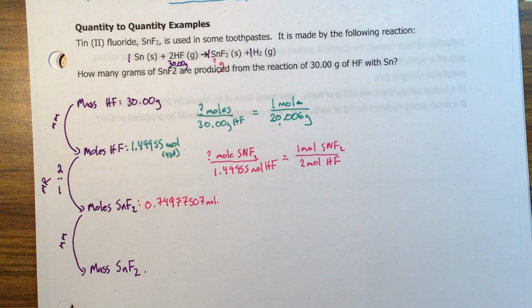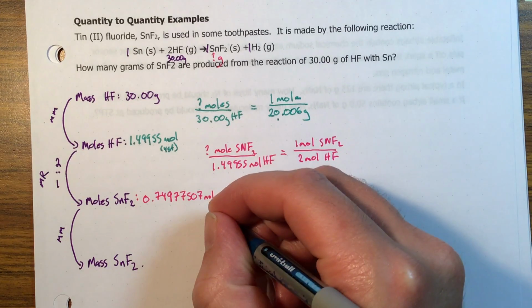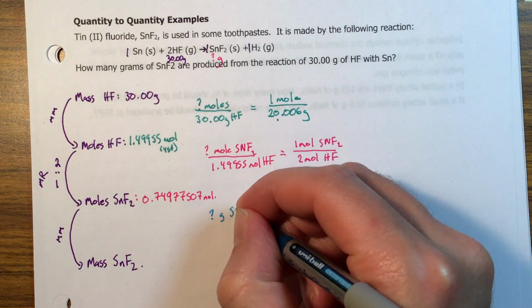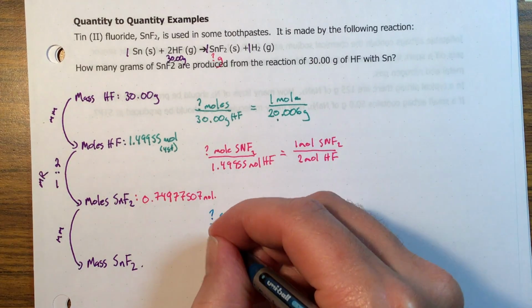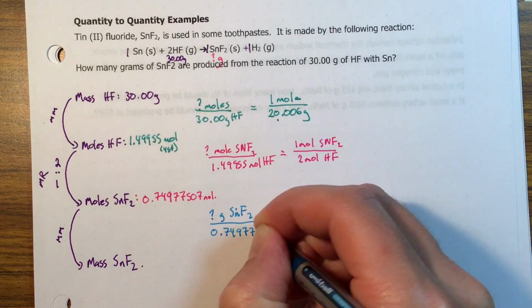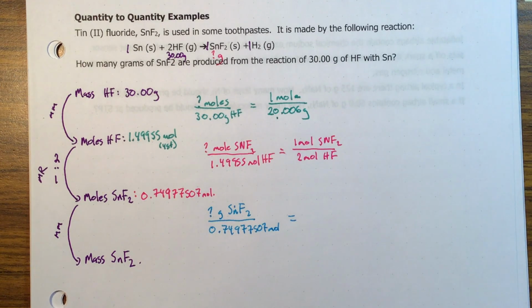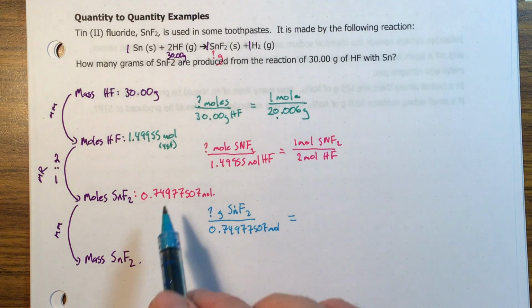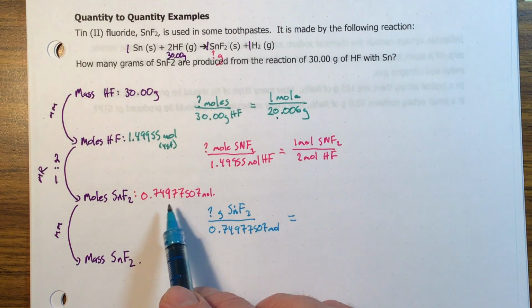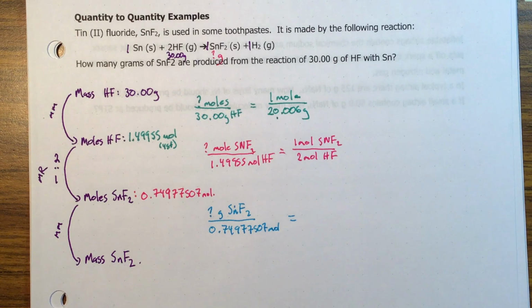And now we do our last step, and you can see it's our molar mass. How many grams of SnF2 are in 0.7497757 moles? Now I need to go to my periodic table and get tin 2 fluoride. My calculator has this number in memory, so I can use it again. So I can do my tin 2 fluoride. Sn, where is it? 118.71 plus fluoride times 2, 18.998.